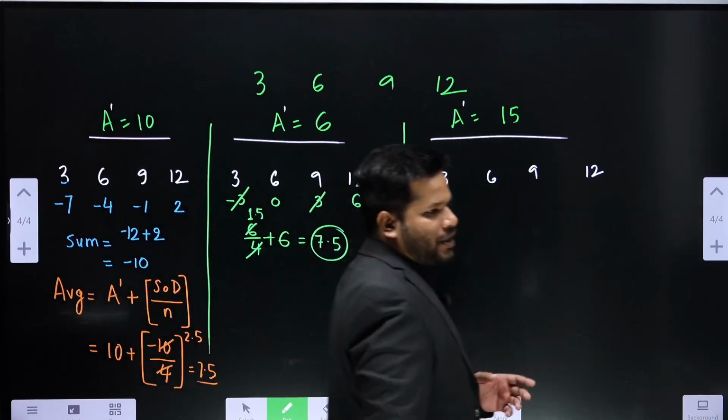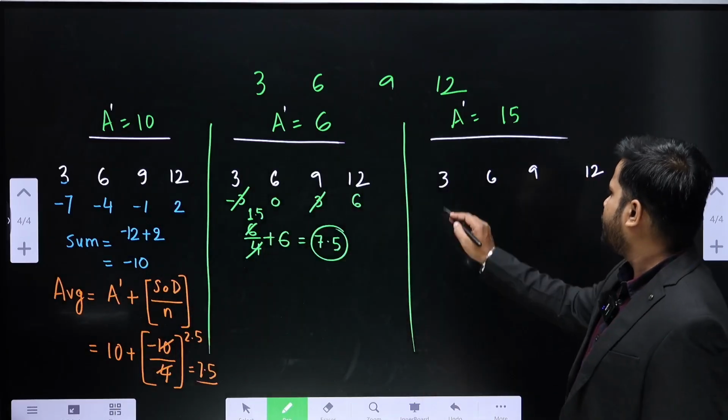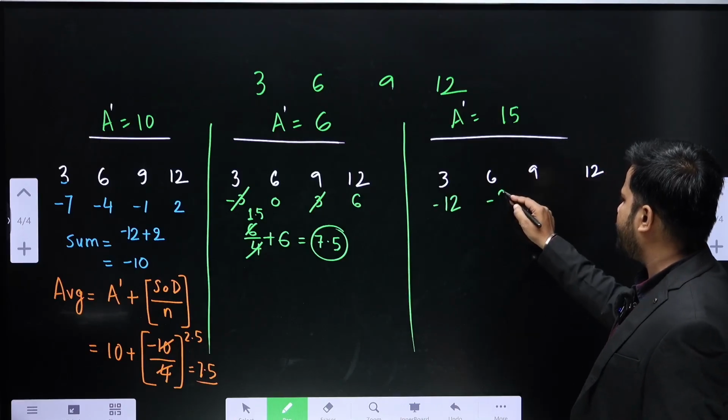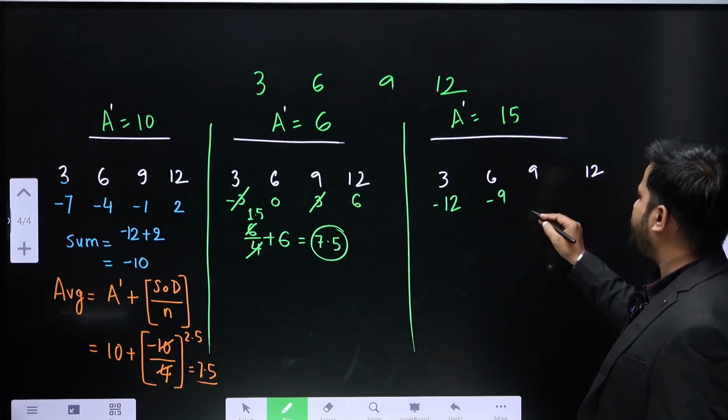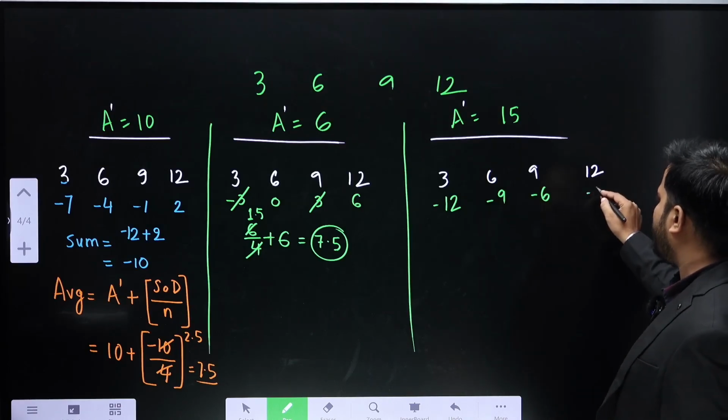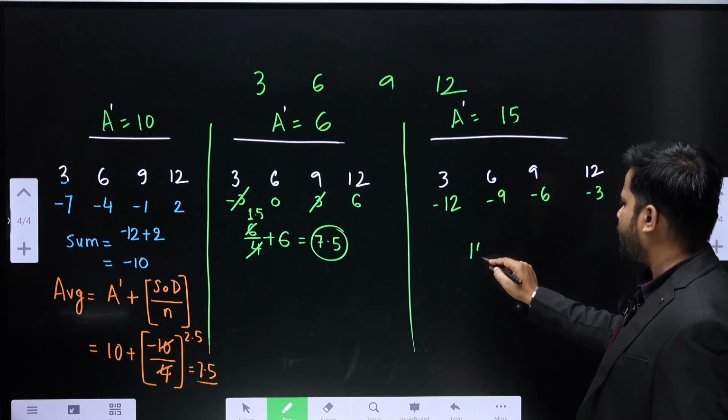Now if you take 15 by mistake, what will happen? 3 minus 15 will be how much? Minus 12. 6 minus 15 will be minus 9. 9 minus 15 will be how much? Minus 6. 12 minus 15 will be how much? Minus 3. Your assumed average is 15.